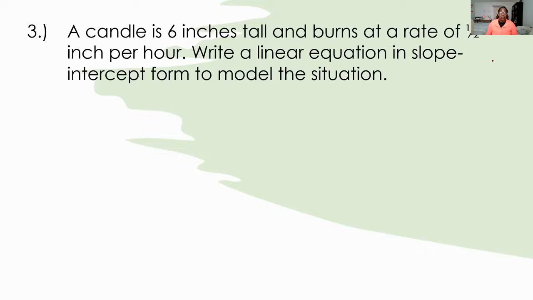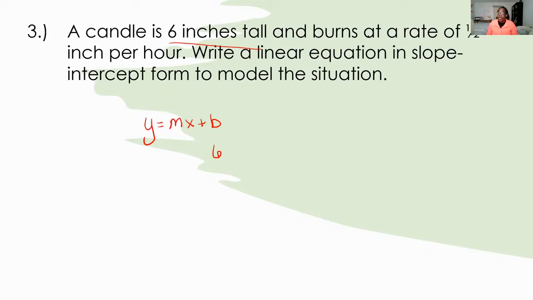So we have a candle that's 6 inches tall and burns at a rate of 1/2 an inch per hour. Write a linear equation in slope-intercept form to model the situation. So we've got to think, what are they starting with? How tall is the candle before it was lit? They're telling us it was 6 inches tall. So guess what? That's our starting point. So we have y equals mx plus b. So my b in this case is going to be 6.